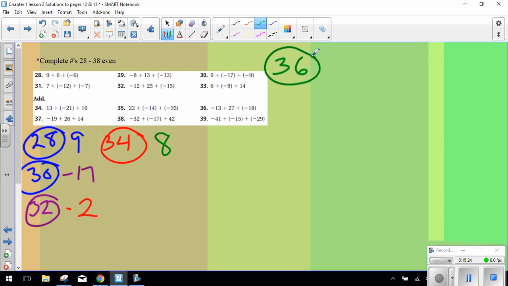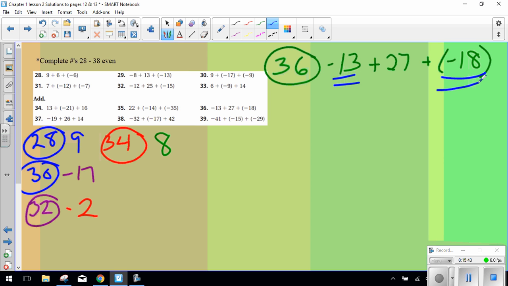Okay, 36 we have negative 13 plus 27 plus negative 18. So once again, for this problem, I see two numbers that have negatives, 1 and 2. So I'm going to put those together because they have the same signs. I can just add them right up. So I'm going to take 13 and 18 and add them up. So 8 and 3. And then that gives us 31. So since both of these are negatives, I'm going to keep the sign.